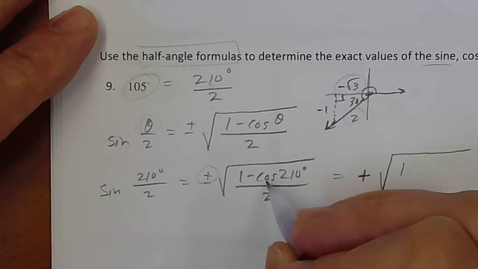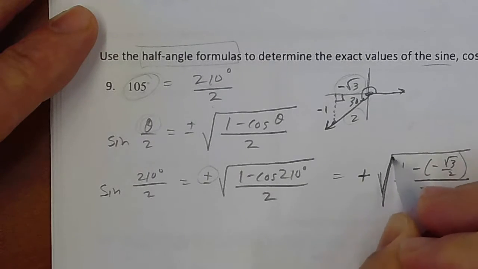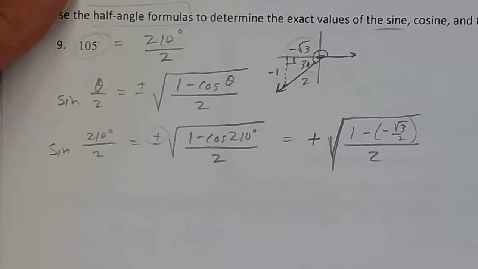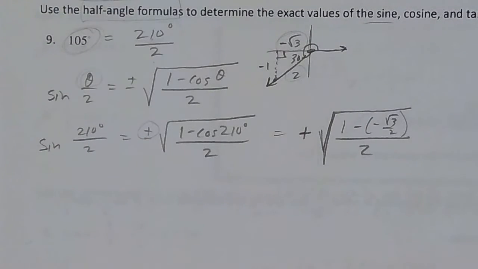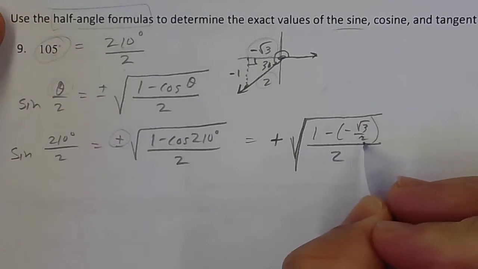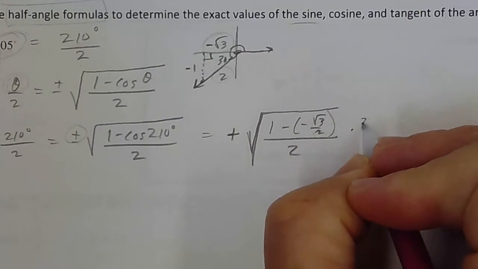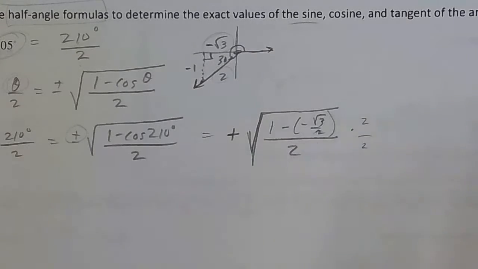Okay, 1 minus cosine 210, so 1 minus a negative square root of 3 over 2, all over 2. I'm going to stay consistent here. To eliminate this little fraction, let's just multiply by the common denominator. I only have one fraction. It's just this one, right? So I'm going to multiply the top by 2 and the bottom by 2 to get rid of that.